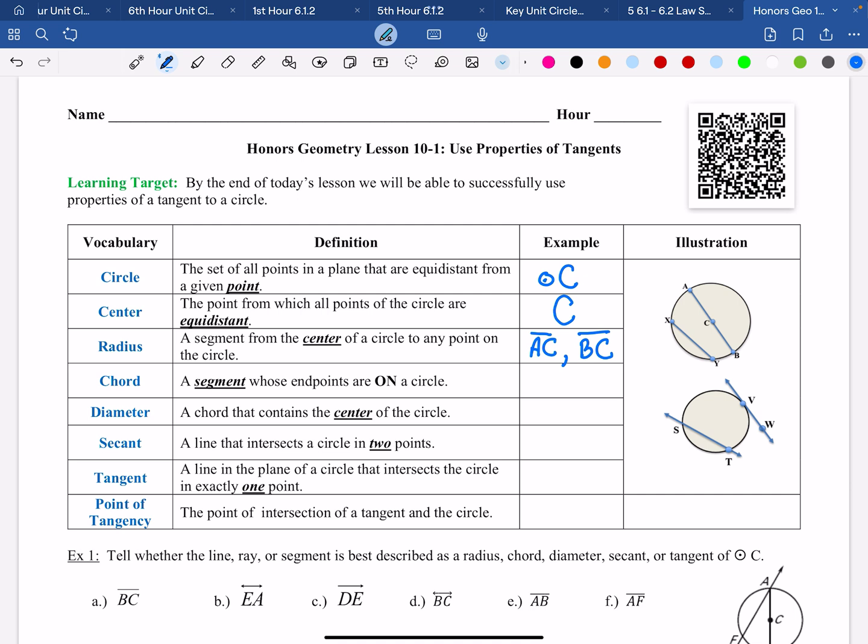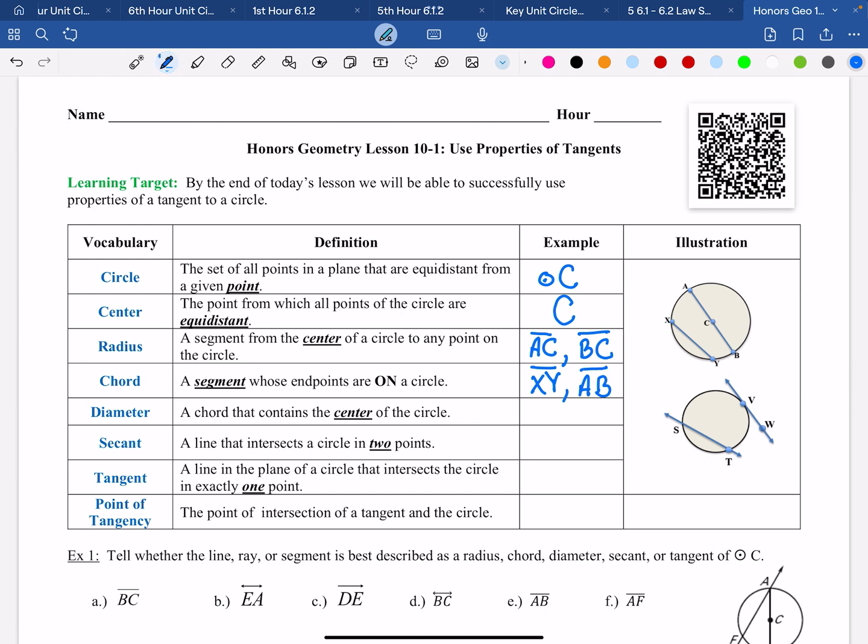Okay, so the next one is, what does it mean to be a chord? A chord is also a segment, but the chord is a segment whose endpoints are actually on the circle itself. I have multiple examples of chords here. You have this chord here. Notice that it's a segment, and the endpoints are both on the circle. Here's another chord. It's a segment whose endpoints are on the circle. So let's go ahead and name those. One is XY, capital letters, and you have segment AB, again, capital letters.